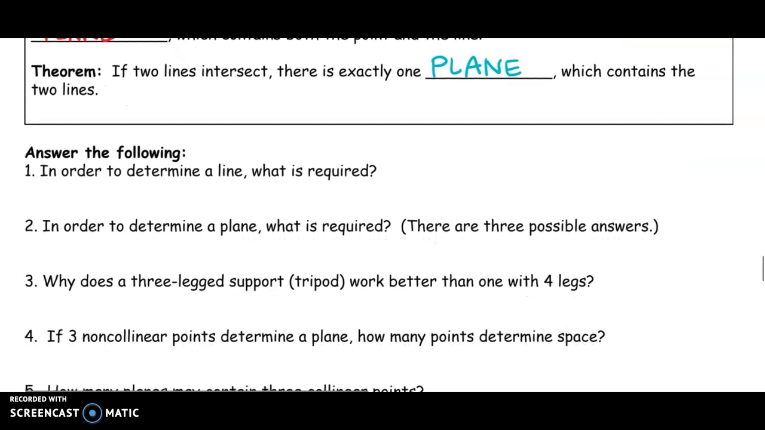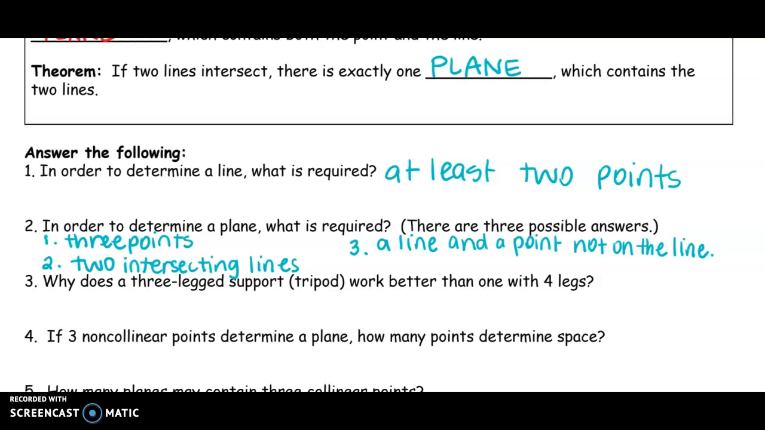So when we think about these questions here, we want to think about, in order to determine a line, what do we have to have? So it's drawing back on those theorems and postulates. If we want to have a line, then we need at least 2 points. In order to determine a plane, there are 3 possible answers for that. You either need to have 3 points, 2 intersecting lines, or a line and a point that is not on the line. And that all comes from those postulates and theorems up at the top.